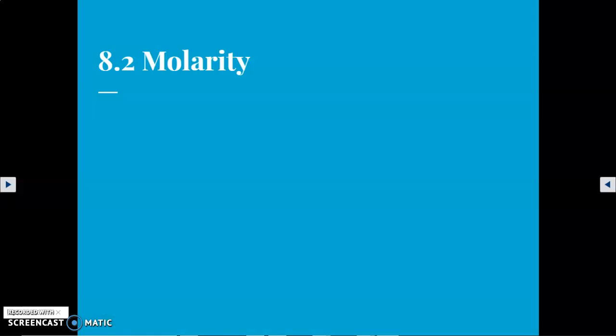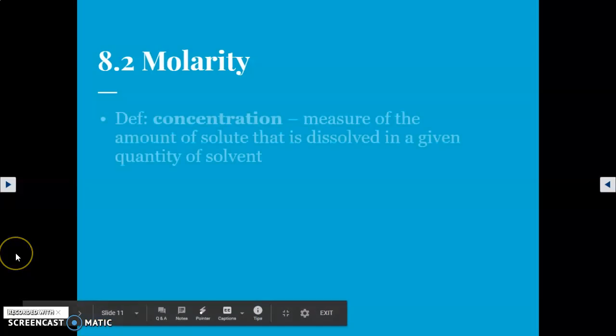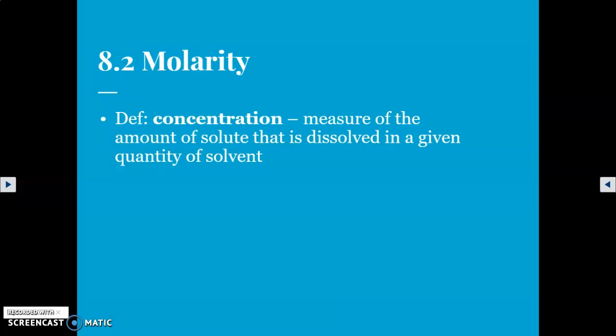In this section, you're going to learn how to calculate something called molarity, which is a unit of concentration. When we talk about concentration, that's a measure of the amount of solute that's dissolved in a given quantity of solvent to make a solution. Hopefully those vocab words sound familiar to you. The solute is what's dissolved into the solvent, usually water, to make the overall mixture, which is called a solution.